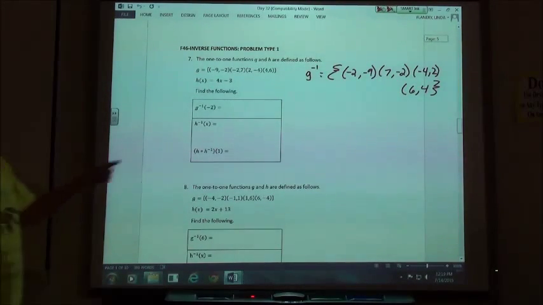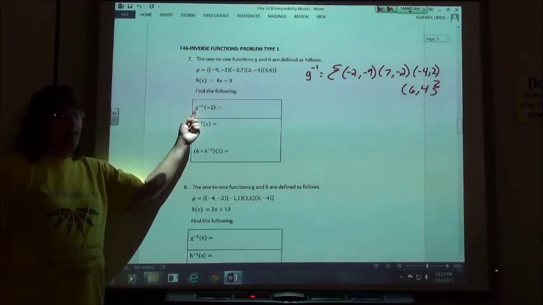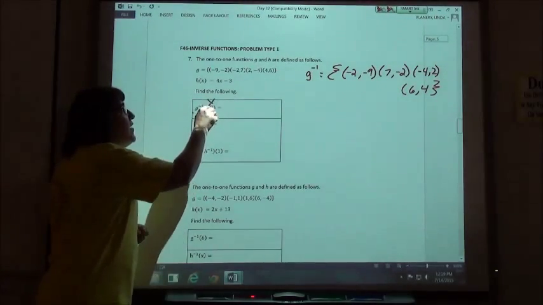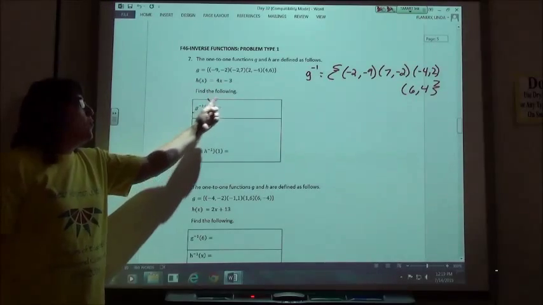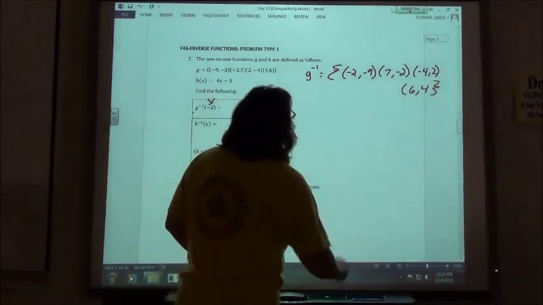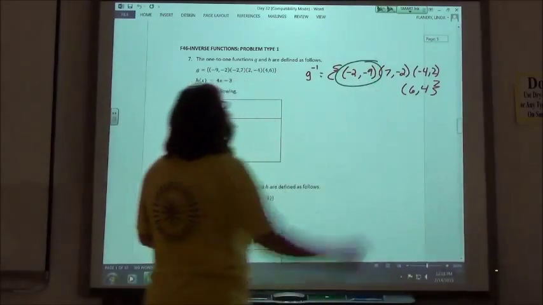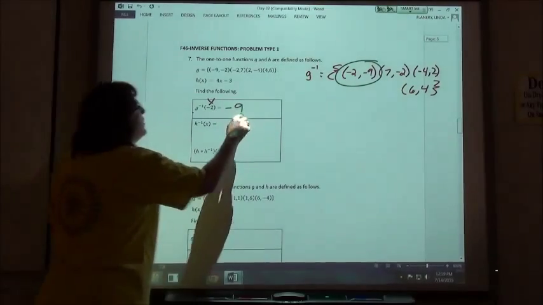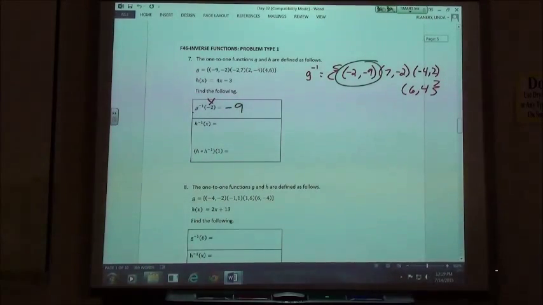So this first question is saying, in my inverse function, find my ordered pair that has an x value of -2. What is the corresponding y value? So this would be the point here that has an x value of -2. The corresponding y value is going to be -9.